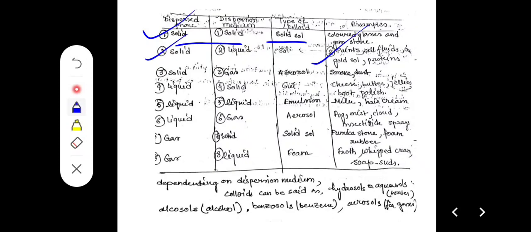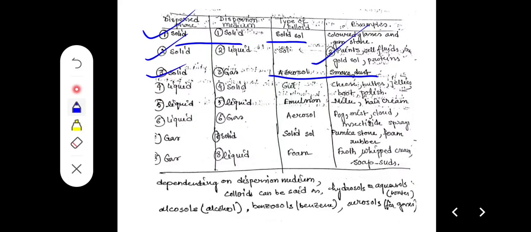Then, if the dispersed phase is solid and the dispersion medium is gas, that is solid added to gas, so it is termed aerosol. For example, smoke and dust. In smoke, many particles and dust are in air. So we can say they are aerosol, and air is the dispersion medium, which is gaseous, and the particles, which are solid, are termed the dispersed phase.